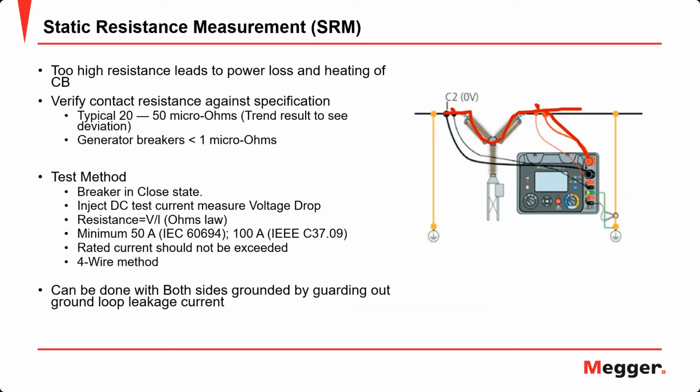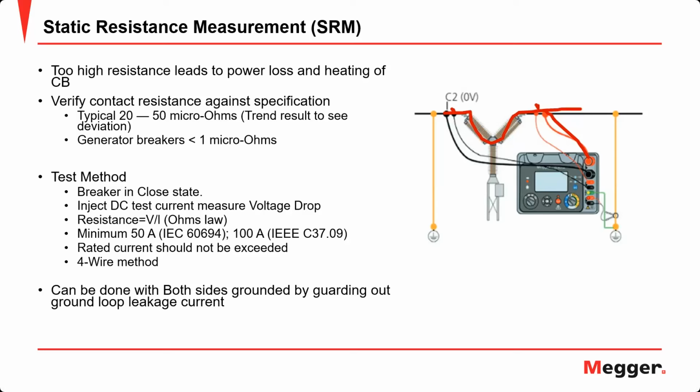The first test we will talk about is the static resistance measurement. This test is important because when we have high resistance in the circuit breaker contact, this can lead to power losses. When you do the test, you verify that the contact resistance should typically be around 20 to 50 microohms. Generator breakers are a special case. They are usually less than 1 microohm.